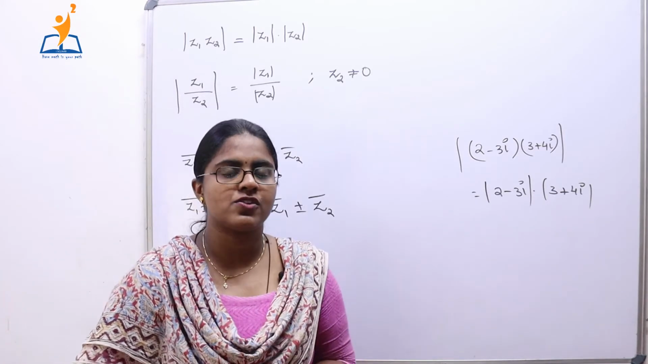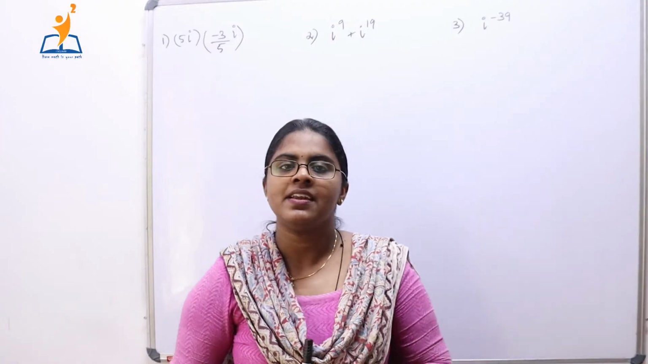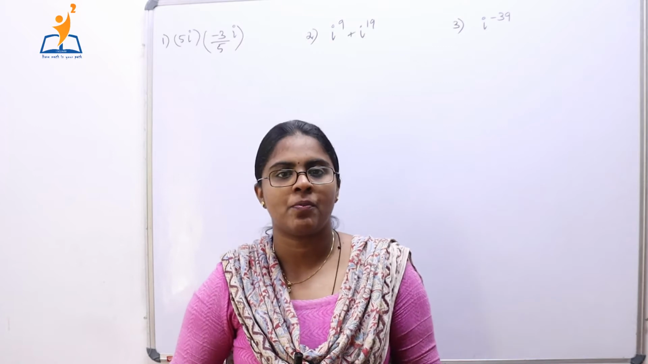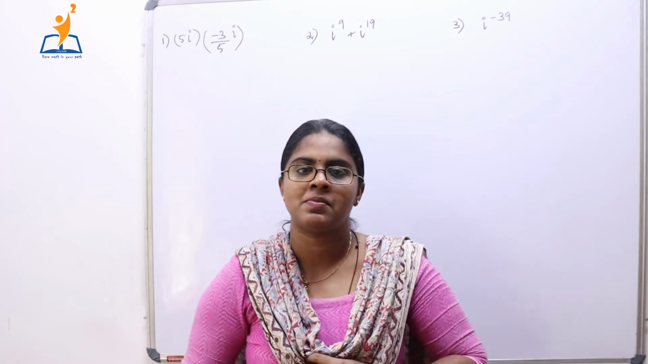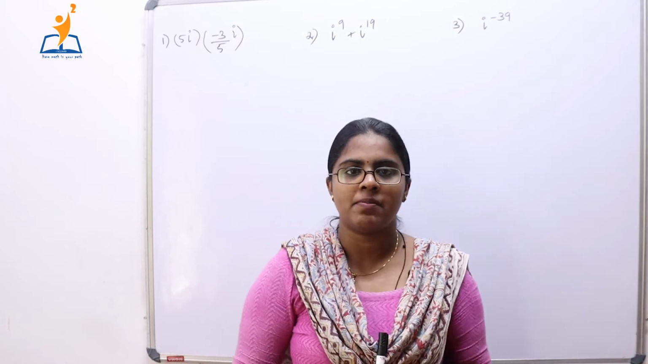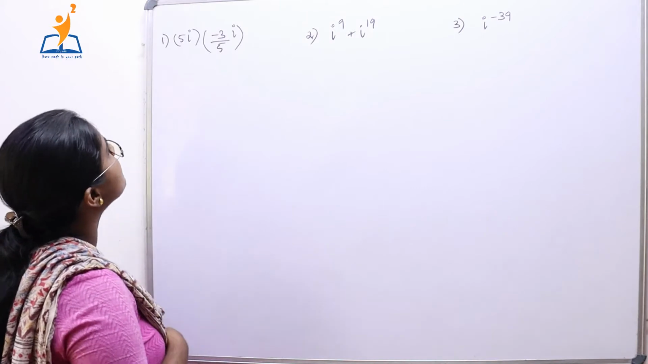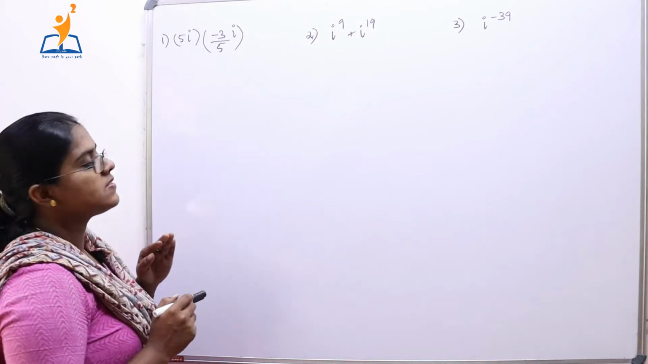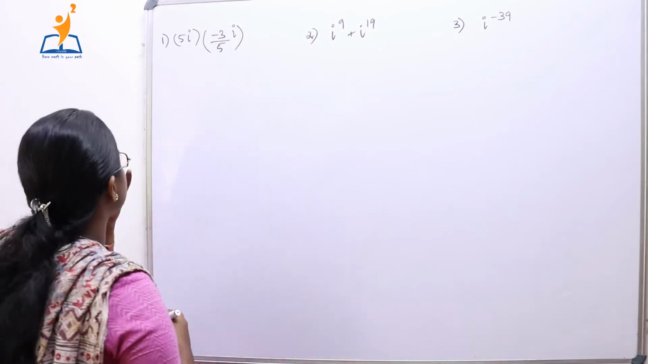Now we are going to solve the first exercise from this chapter. The first 10 questions from exercise 5.1 are to represent the given complex numbers in a plus ib form. So we will discuss those questions, and the first question is 5i into minus 3 by 5i. That is, we have to multiply these two complex numbers.